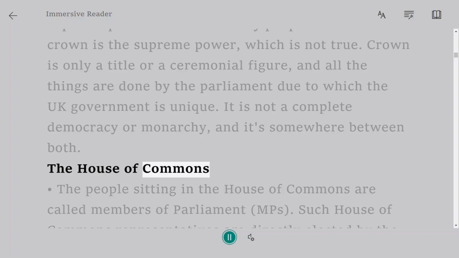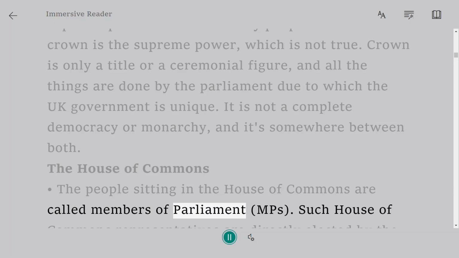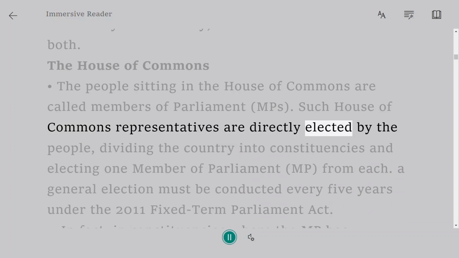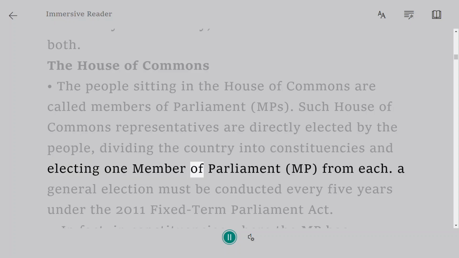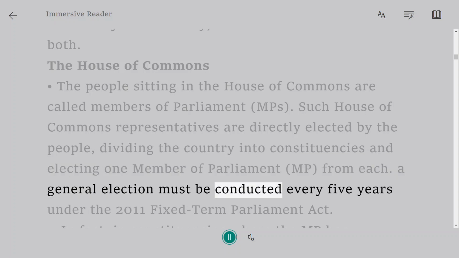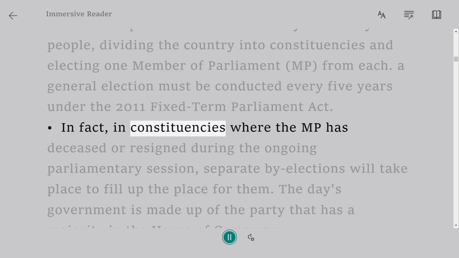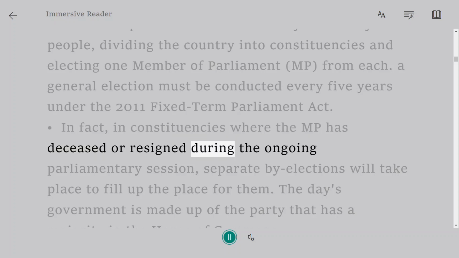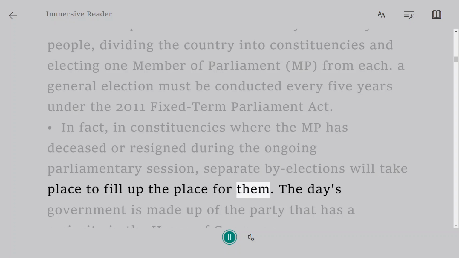The House of Commons. The people sitting in the House of Commons are called Members of Parliament, MPs. Such House of Commons representatives are directly elected by the people, dividing the country into constituencies and electing one Member of Parliament, MP, from each. A general election must be conducted every 5 years under the 2011 Fixed-Term Parliament Act. In fact, in constituencies where the MP has died or resigned during the ongoing parliamentary session, separate by-elections will take place to fill the place.